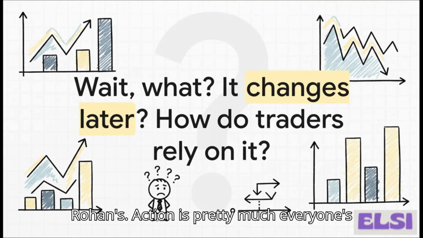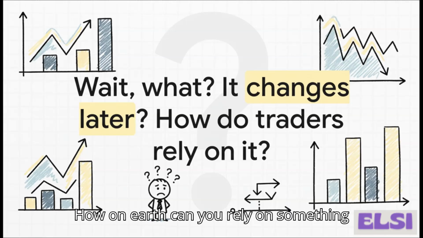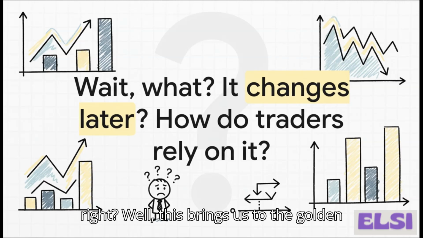Yeah. Rohan's reaction is pretty much everyone's reaction. Wait, what? It changes later? How on earth can you rely on something like that to make trading decisions? I mean, it sounds completely useless, right?